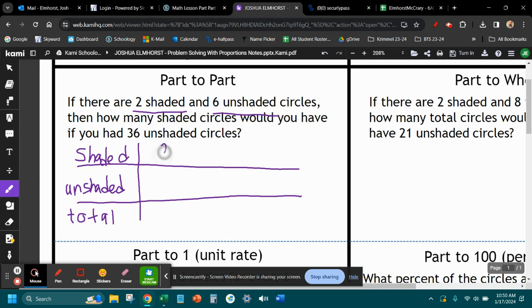So that is the context. Now we take the given information. There's 2 shaded, 6 unshaded, and that would be 8 total circles. So this is our given information. Now we're going to get to the solve or the prediction. And it says, how many would you have if there was 36 unshaded? So you go into your table. Actually, let's leave some space in there. 36.